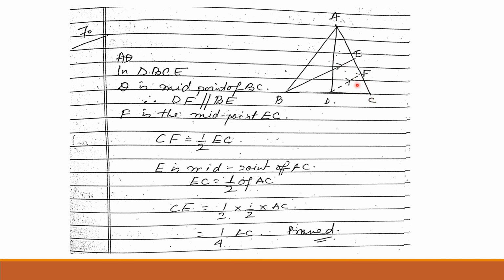So half of EC is CF, and E is the midpoint of the side AC. So EC is equal to half of the side AC. We can replace EC with half of AC, that means I am replacing EC with 1 by 2 of AC. So when you solve this, it becomes 1 by 4th of AC.